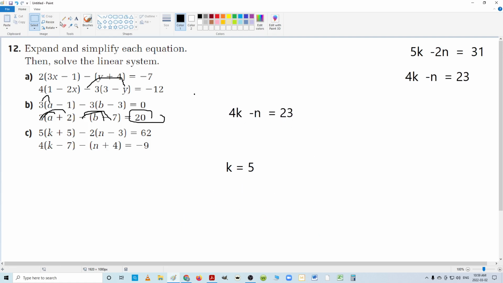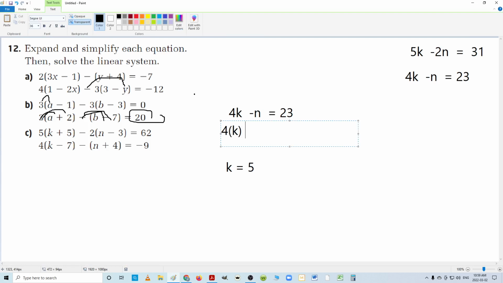I'm going to take the simplest line with the least numbers in front of k or n, and wherever I see k, I'm going to put it in brackets. I'm going to replace it with what I know k is equal to. 4 times 5 is 20. So I get 20 minus n is equal to 23, so I'm going to subtract 20 from both sides. And I get these will cancel. And this will become positive 3. And I'm going to divide both sides by minus 1.